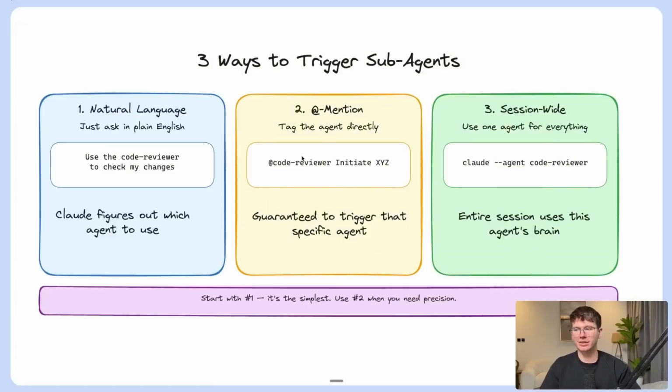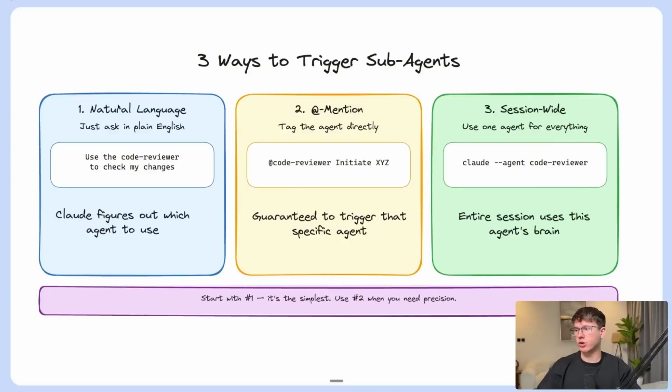So you're going to use @ and the name of the actual sub-agent to tell it to initiate XYZ or do whatever it has to do, right? Create the task. Now this is guaranteed to trigger because you're referencing that specific agent only, right? And then finally, we have session-wide, which is use one agent for everything. So use Claude /agent code reviewer.